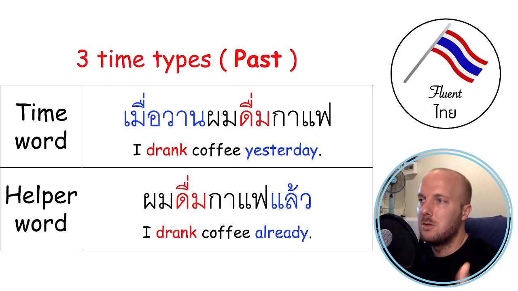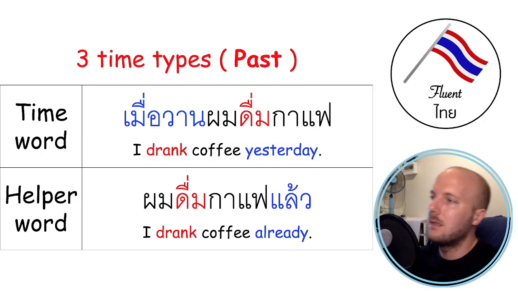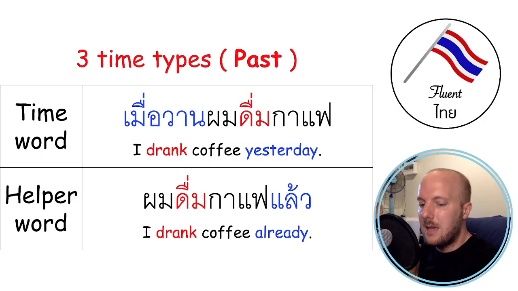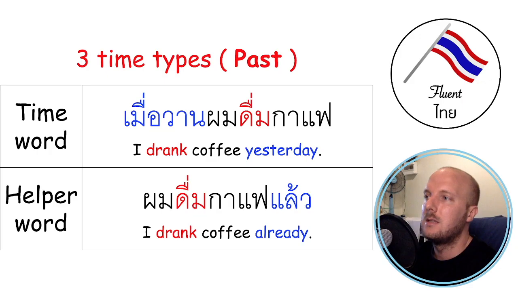Whereas in English, as soon as we say drank, we already know that we're talking about the past. But in Thai, they would set the context of the tense at the beginning of the sentence when using a time word. So basically anything which represents time: yesterday, last week, last month, 10 minutes ago, things like that. So เมื่อวานผมดื่มกาแฟ.